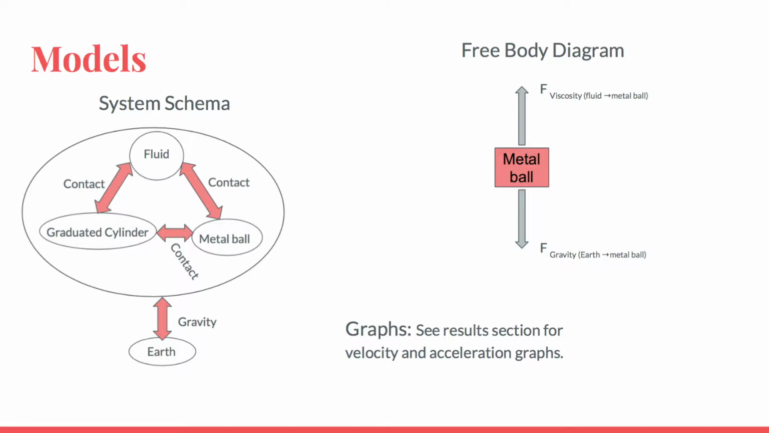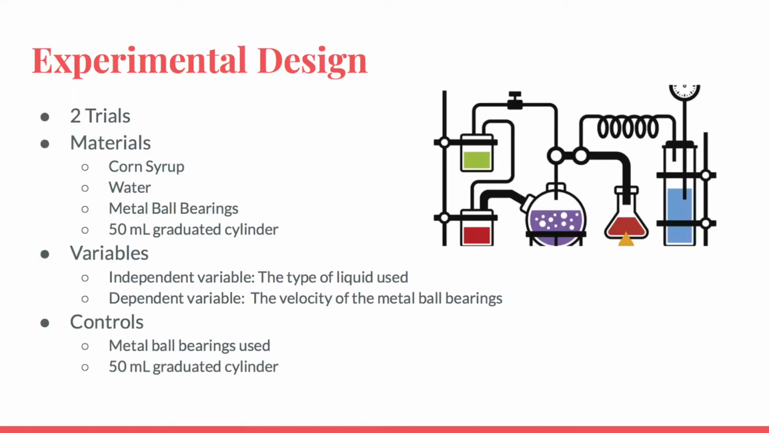First, we used a system schema. The metal ball eventually came in contact with the graduated cylinder. The fluid in the first trial was water, and in the second trial was corn syrup. We also made a free body diagram. There's a resistive force being applied upwards on the ball, and there is the force of gravity being applied downward on the ball being dropped in the fluid.